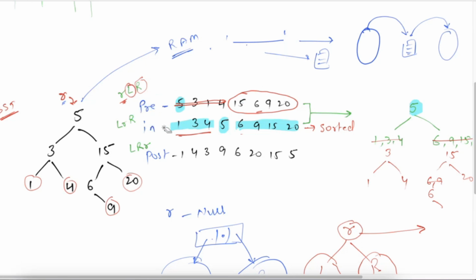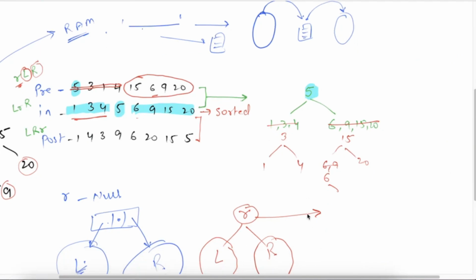Can I say that if I am given only the in-order traversal and the post-order traversal, then also I should be able to build the tree? Yes, it's the same thing. From the post-order traversal, the last node will be the root, and I can use the in-order traversal to divide the rest of the nodes between the left subtree and the right subtree.